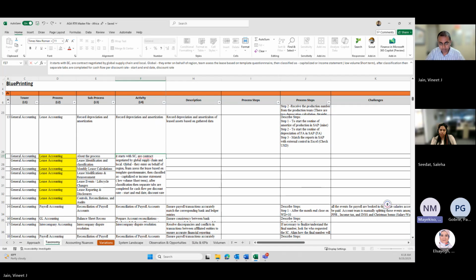Once that's been done on the capitalized side, that template will then be sent to us at corporate, and we will then input based on the NPV template and also based on the contract, just confirming that the two speak to each other, and then uploading or onboarding the lease into our leases system, which is Nomos One.